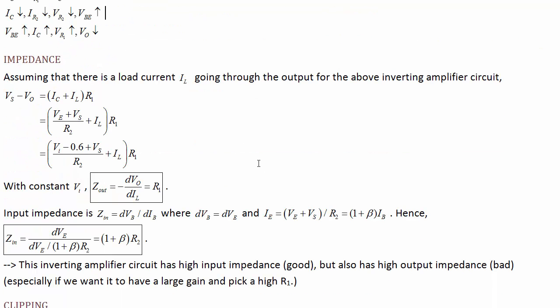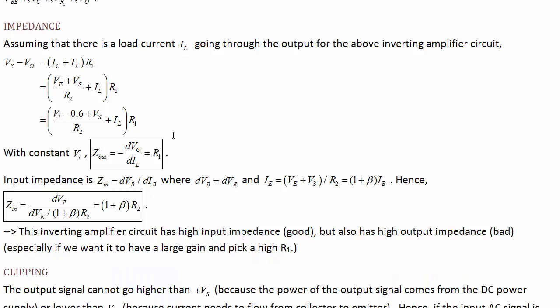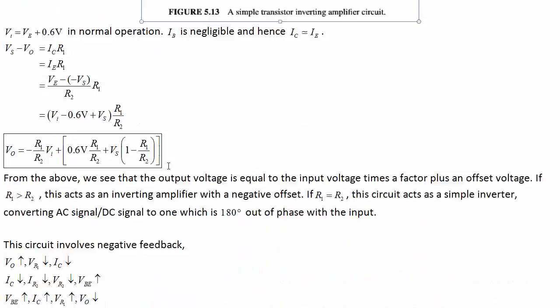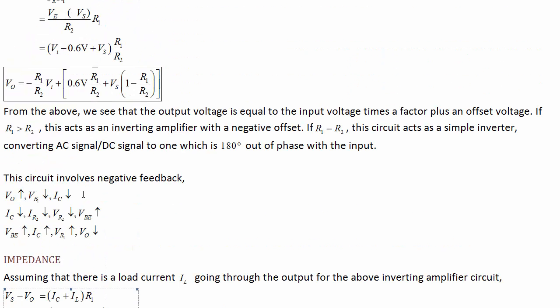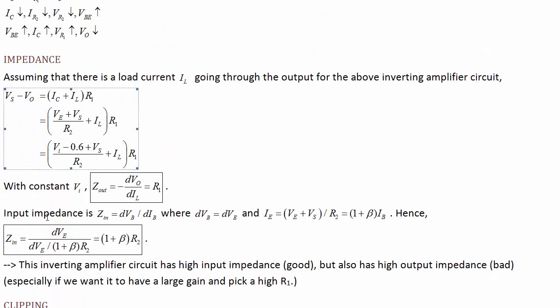Okay, a couple more sections for today. Impedance. For the amplifier, let's figure out if we can calculate the impedance, assuming that there's a load current IL going through the output for the above amplifier circuit. Just redoing the expressions from before, but also allowing an IL to be leaving the setup, we can say that Zout is the negative rate of change of Vout divided by IL, as per usual, Iout. And looking at this expression, it turns out that it's equal to R1.